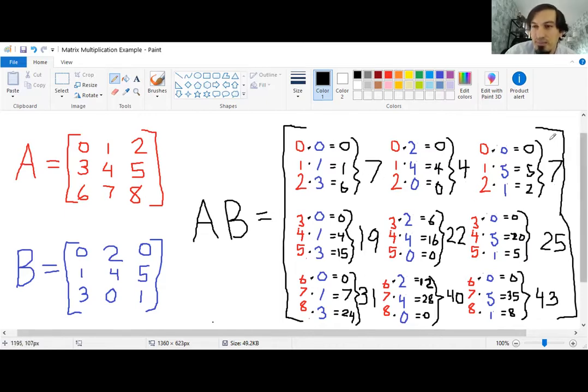So just so you can tell what I've done here with these red and blue, that's the first row of A, that's the first column of B. I'm multiplying across, and then I'm adding these together. That's how you get this final answer. The big number is the final answer number. 7, 4, 7, 19, 22, 25, 31, 40, 43. Anybody have any questions over how you do this?